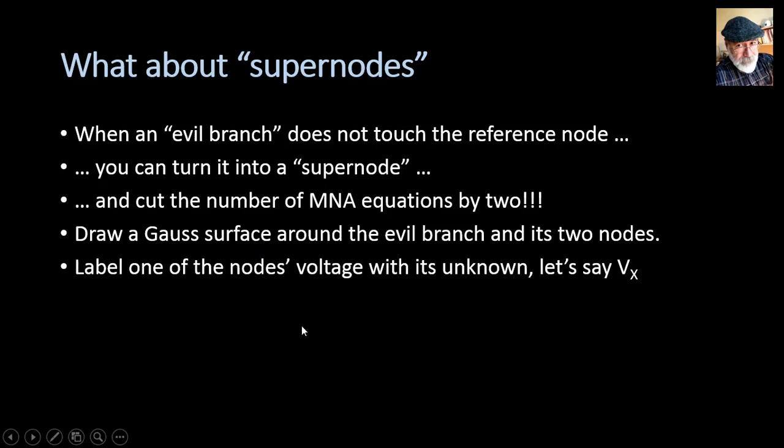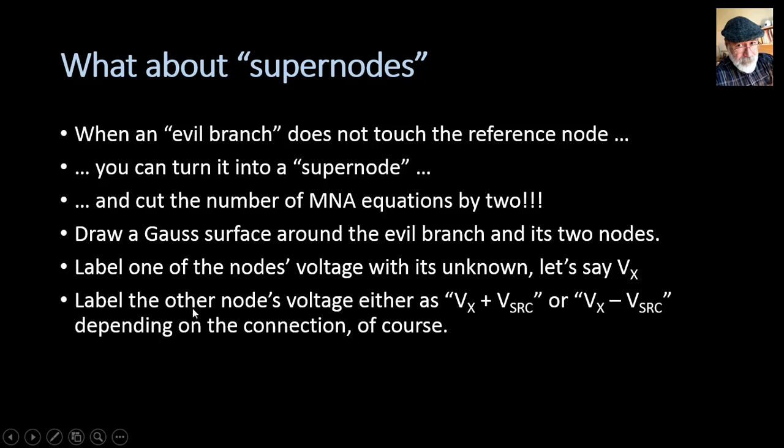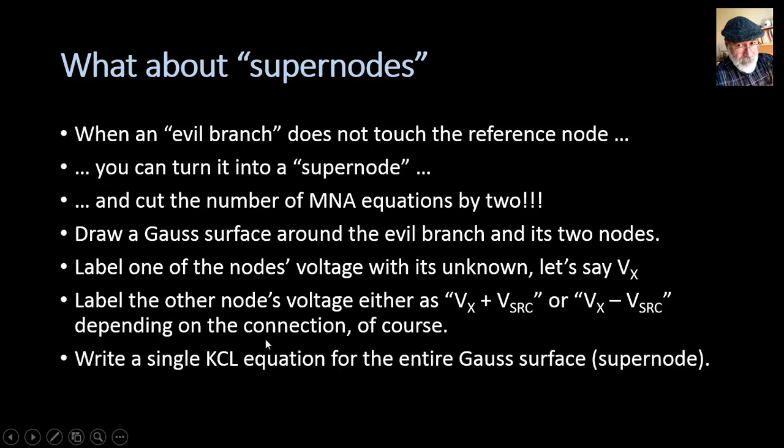highlight the unknown voltage of one of the two nodes of that supernode and give it a name. I'm going to call that, let's say, Vx. And then you label the voltage of the other node either as Vx plus the value of the source or Vx minus the value of the source, depending on how you connected the source in the circuit. And then finally you write a single KCL equation for the entire Gauss surface or supernode.